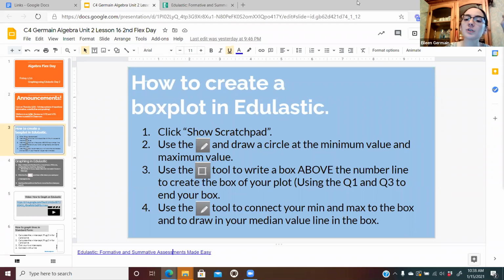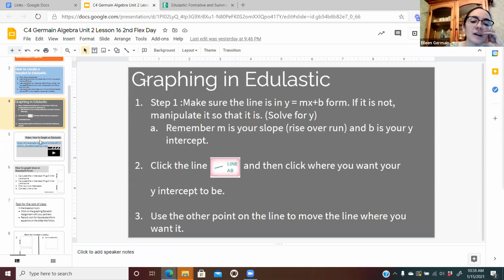So what we're doing with the rest of class today is, let me go here and I'm going to spotlight myself because I want to see me. Okay, so I put in here the review of how to graph in Edge Elastic. We did this yesterday in class.